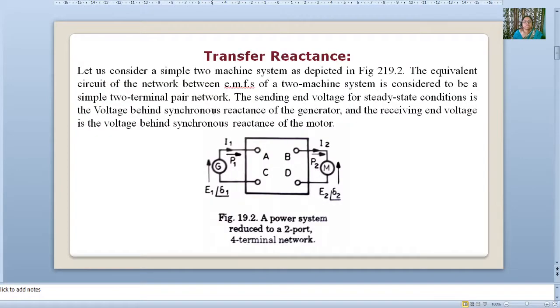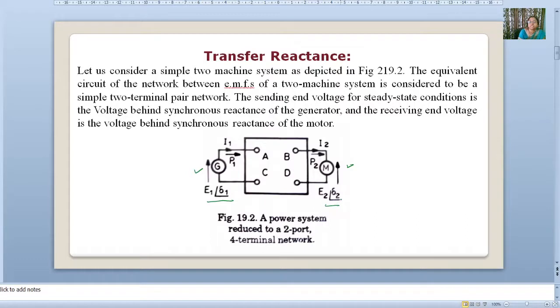Now before that we'll see what is transfer reactance. Let us consider a simple two machine system as shown in the figure. We have to find out the ABCD parameters of this system. This is a two machine system, a generator connected to a motor. The generator EMF is E1 at an angle of del 1, and the voltage of machine 2 is E2 at an angle of del 2.